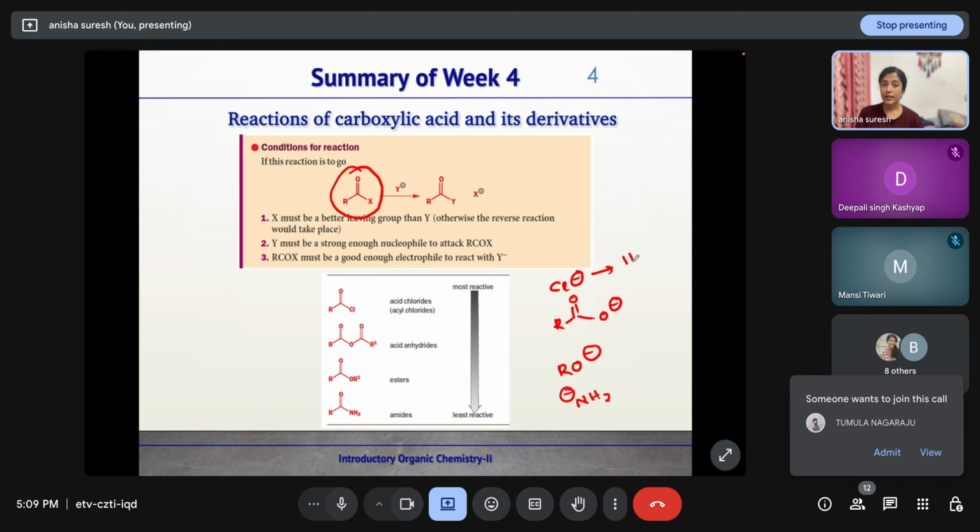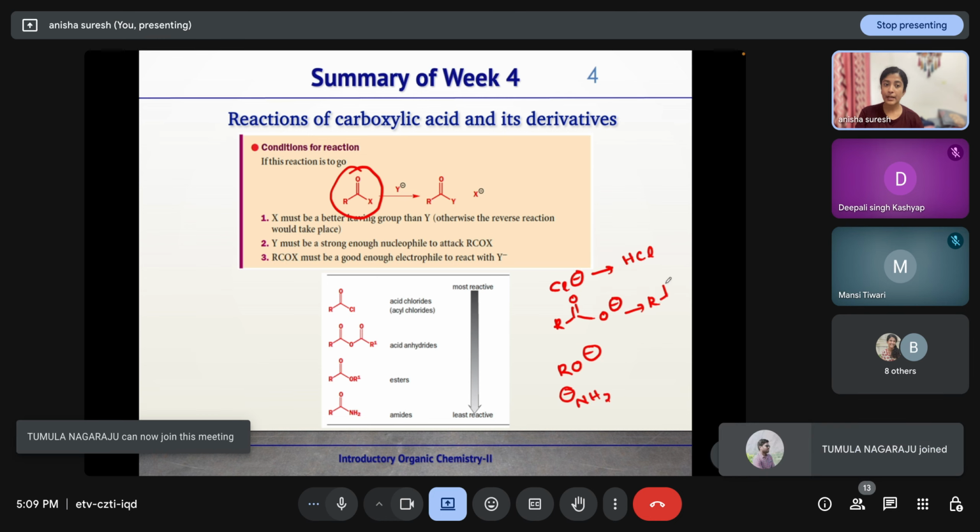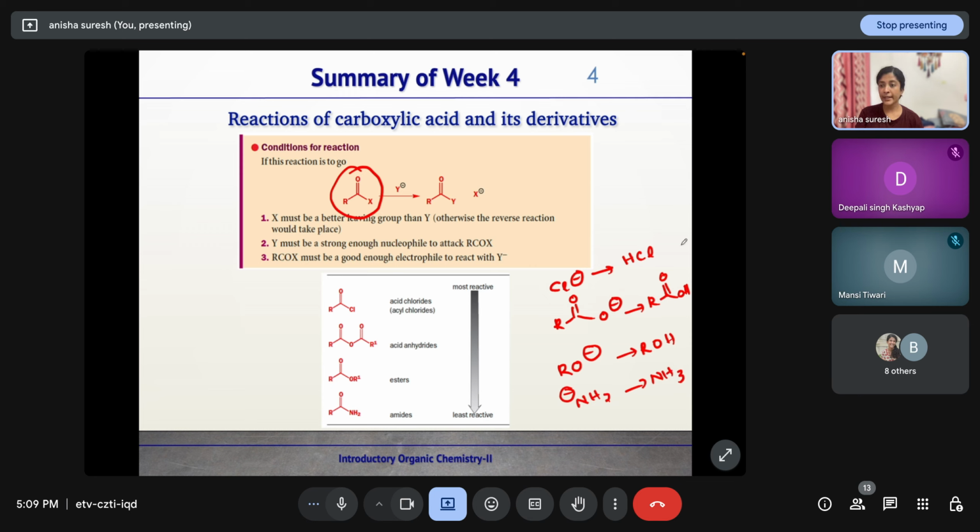Their conjugate acids will be HCl, RCOOH, ROH, and NH3. These have different pKa values: HCl has a lower pKa than the others. Ammonia will have about 30 to 35, ROH will be around 10 to 15, and the carboxylic acid will be around minus 5 to 7, in that range. So depending upon the pKa values and the stability of these conjugate bases, this reactivity trend comes.